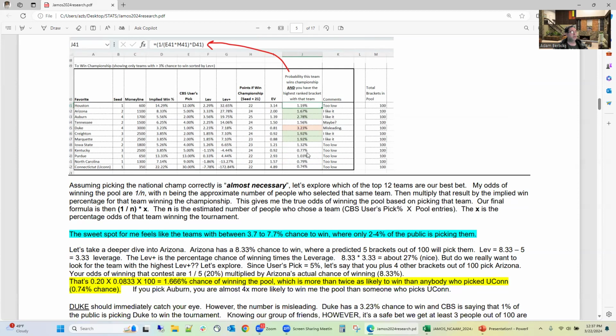Now it should catch your eye. Duke is a little high, but that's misleading. It's because they have a 3.23% chance of winning and 1% of CBS users are picking them. So that just pretty much means you have a 3.23% chance of winning if you're 1 out of 100 brackets that have it. I happen to know that our pool of 100 friends has a lot of Dukies in it. We're probably going to get between 3 and 6 brackets picking Duke. So this is misleading. It's probably going to be closer to a 1% chance of winning.